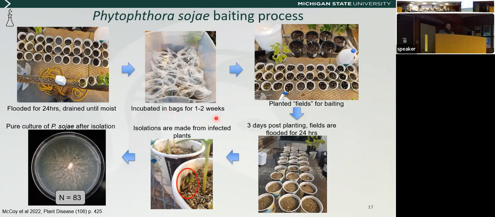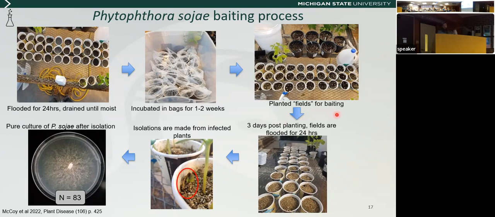And after we've provided that conducive environment that allows for bioamplification, we plant those fields or soil samples here with a susceptible soybean variety, something that has no known RPS gene. We use the variety Sloan. I really liked it.